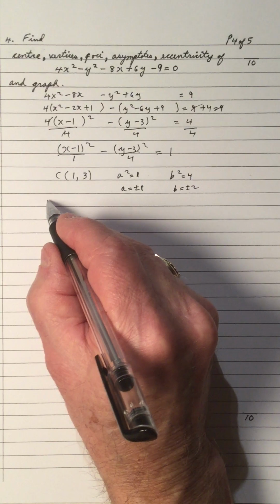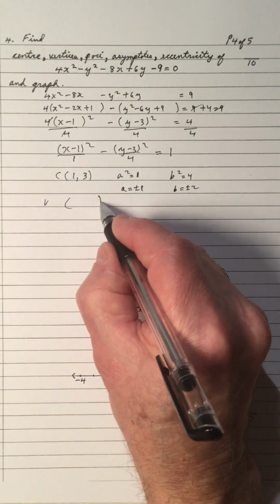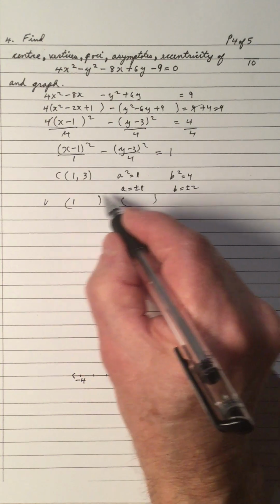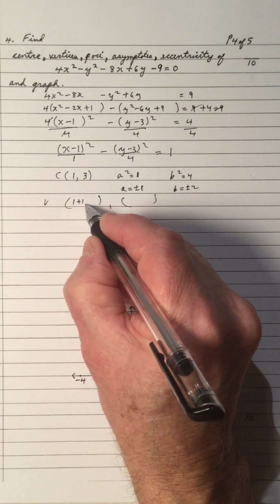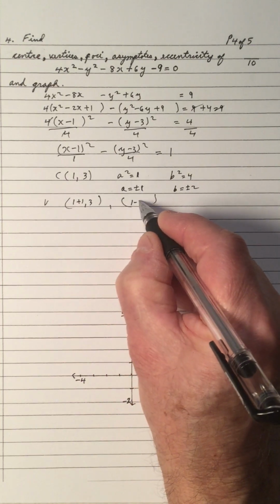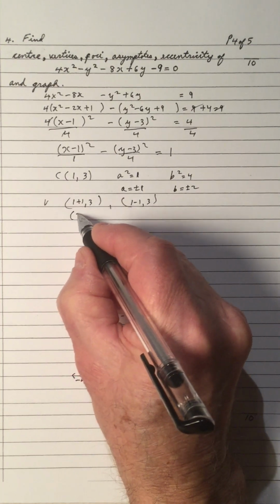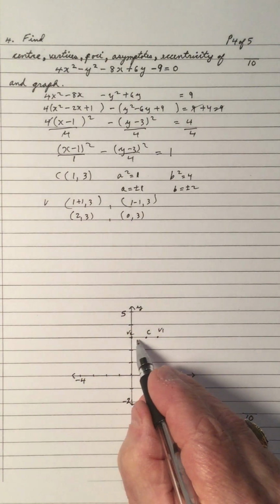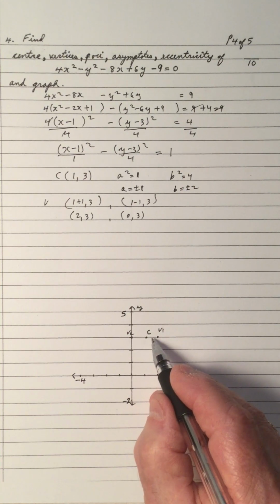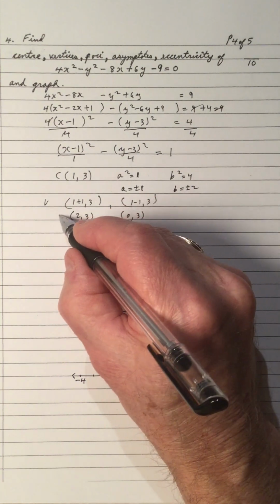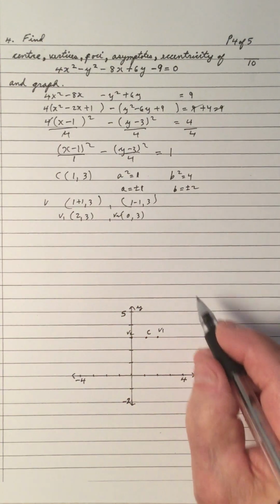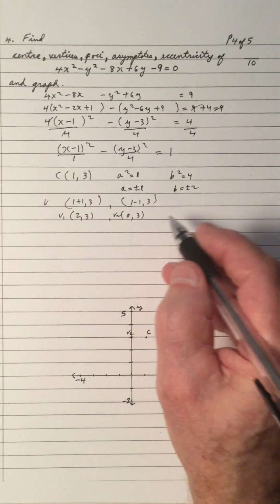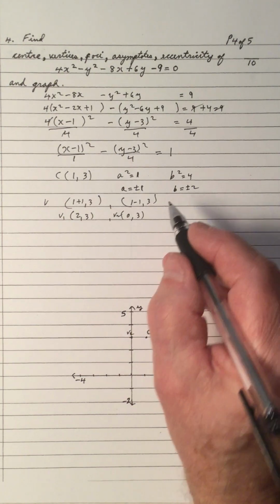So what we did, the vertices, we have a 1, and so we add on 1 to the 3 and we subtract 1. So that's 2, 3, and 0, 3. So we go 1 right and 1 left, so vertex 1, vertex 2. So that's vertex 1 and that's vertex 2. And the foci are even further, but we have to see what c is.